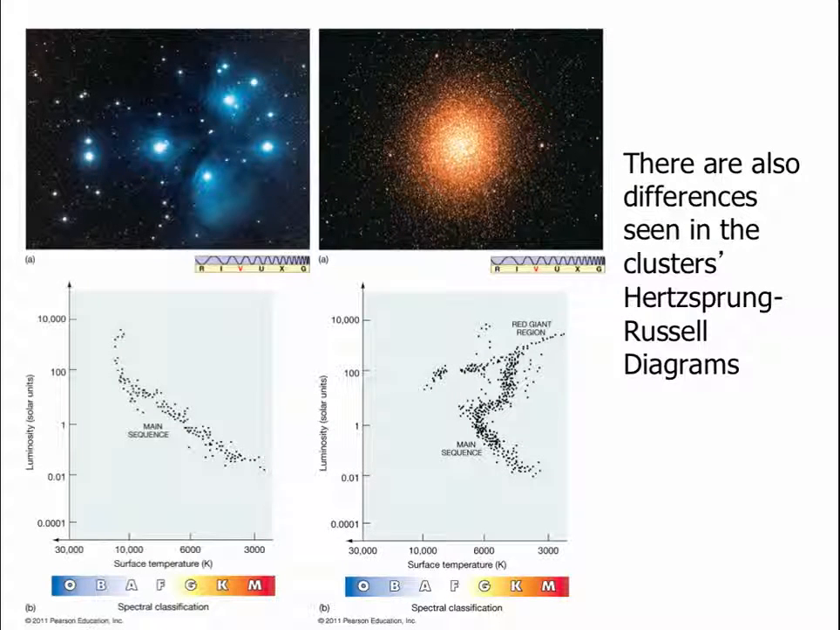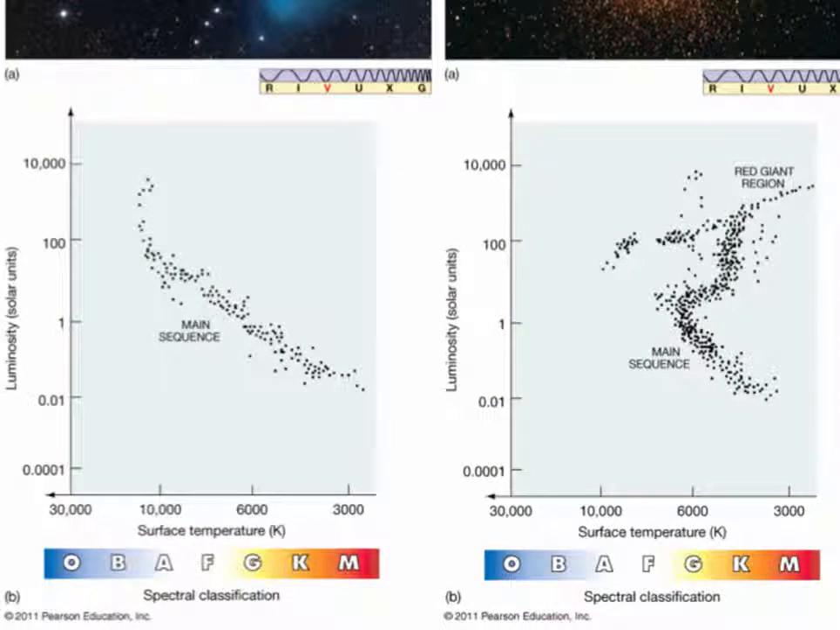If we look at the Hertzsprung-Russell diagrams for these stars, on the left we have the open cluster, the Pleiades, again just a handful of bright stars. We make a Hertzsprung-Russell diagram and we see bright blue stars, faint red stars, and all the stars in between. So no red giants here, and there's only one white dwarf. It's not even on this plot.